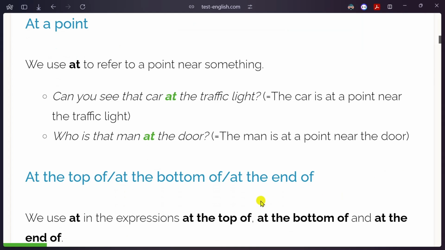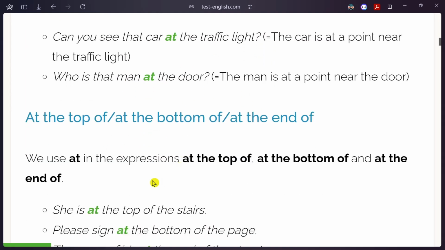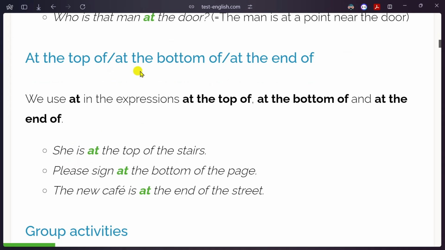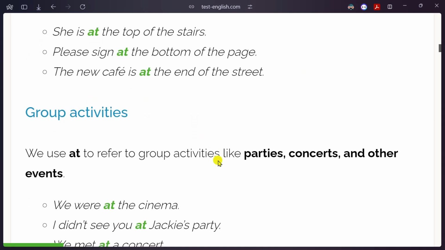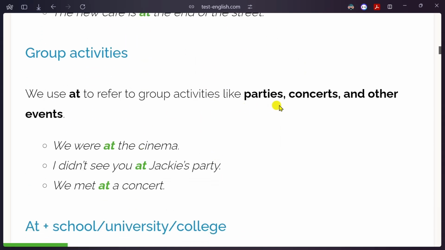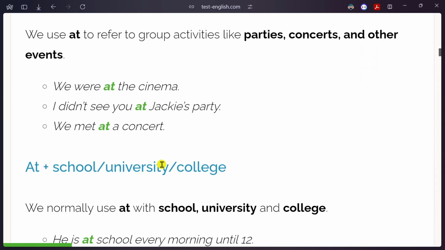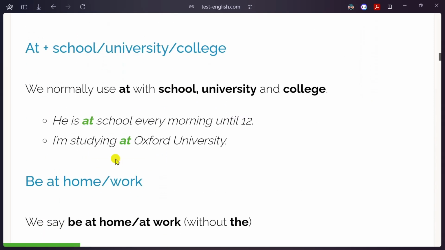Okay, so "at" refers to a point near something, you see? At the traffic light, at the door, at the top, at the bottom, at the end. These are expressions. Group activities: parties, concerts, etc. Also at school, at university, at college. He is at school. I'm studying at Oxford University.